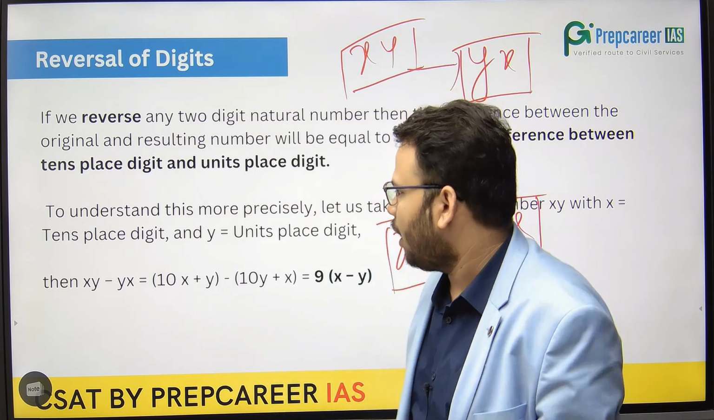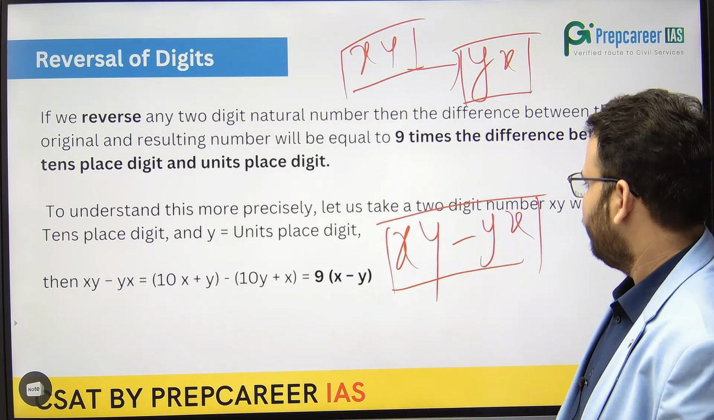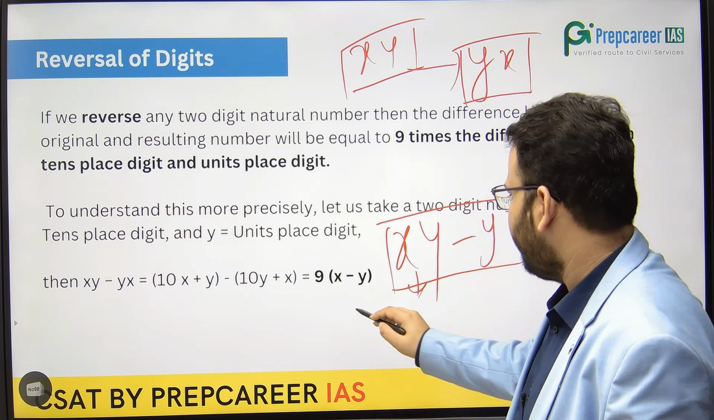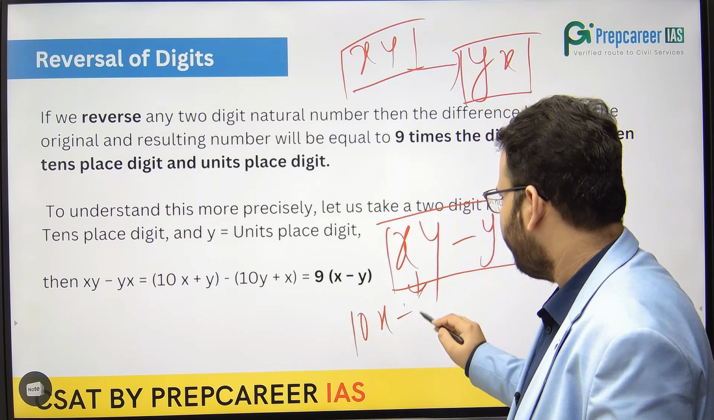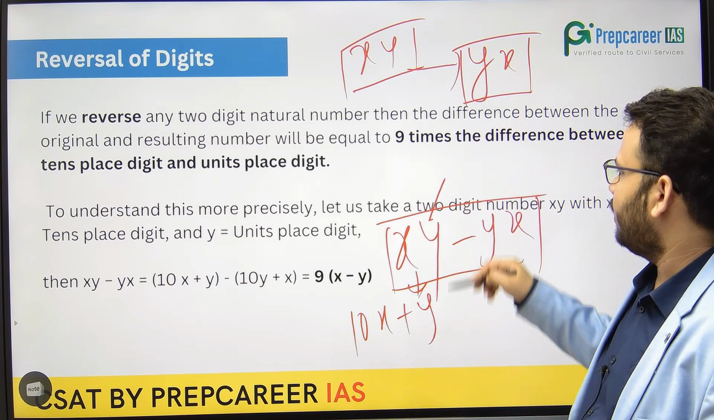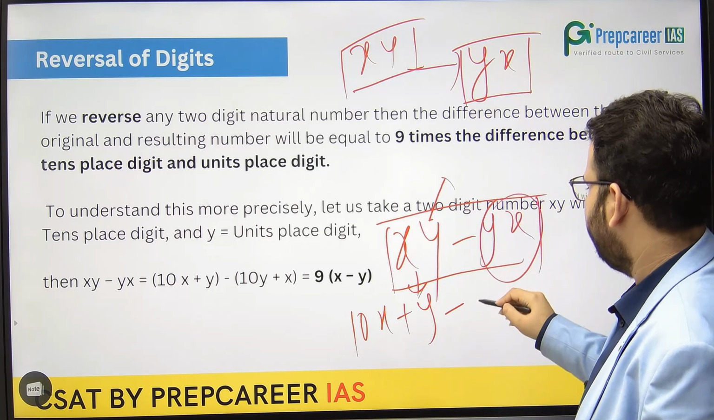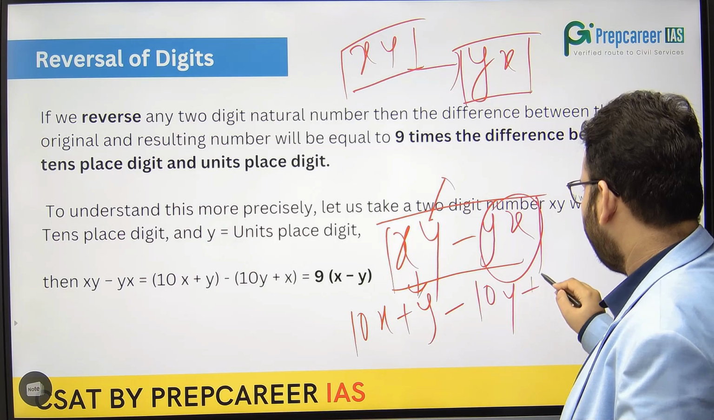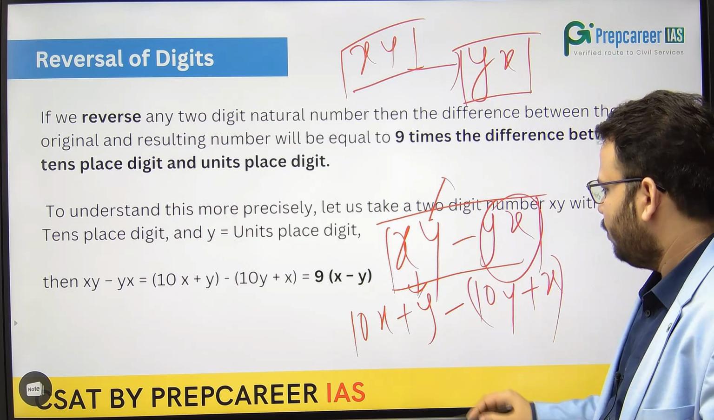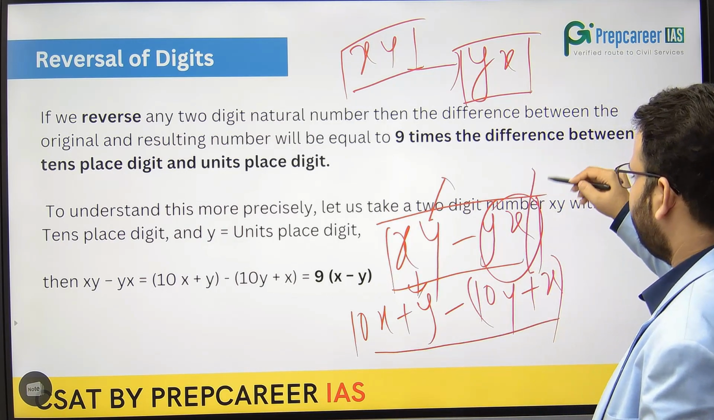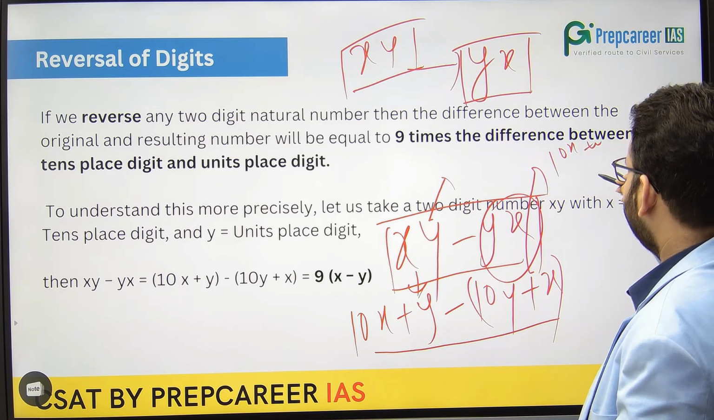Right? So this is how you have to approach such questions. So xy we can write as 10x plus y. The reason being y is at the unit place, x is at the tens place. Similarly, yx we can write this as 10y plus x. When you simplify this, what will we get?